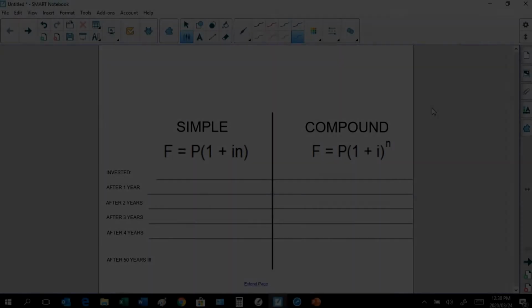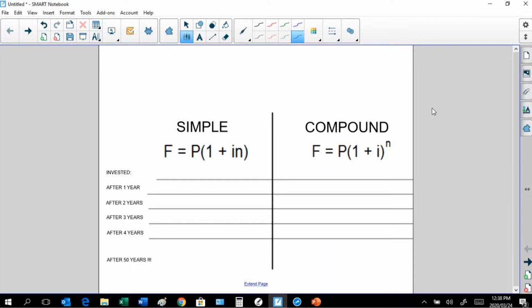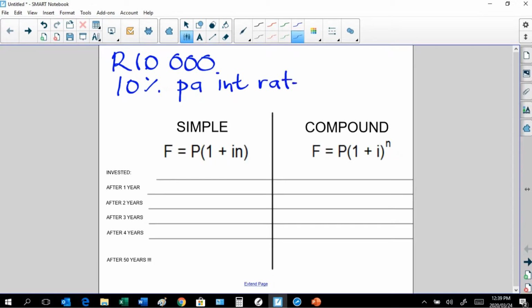Just want to do a quick recap of simple and compound interest. Let's assume this scenario here. We are going to invest 10,000 Rand into some account that's offering a 10% per annum interest rate. Let's see how this 10,000 Rand is affected over the years, depending on whether we put it into a simple interest account or a compound interest account.